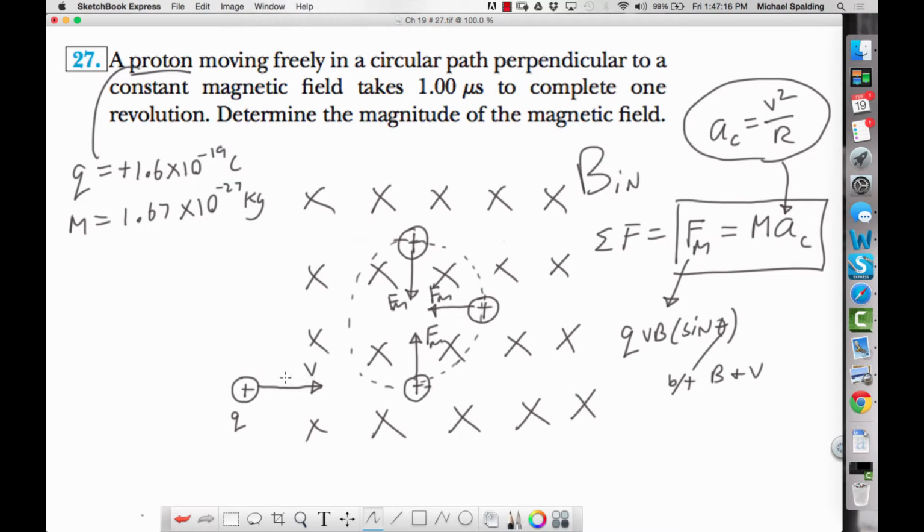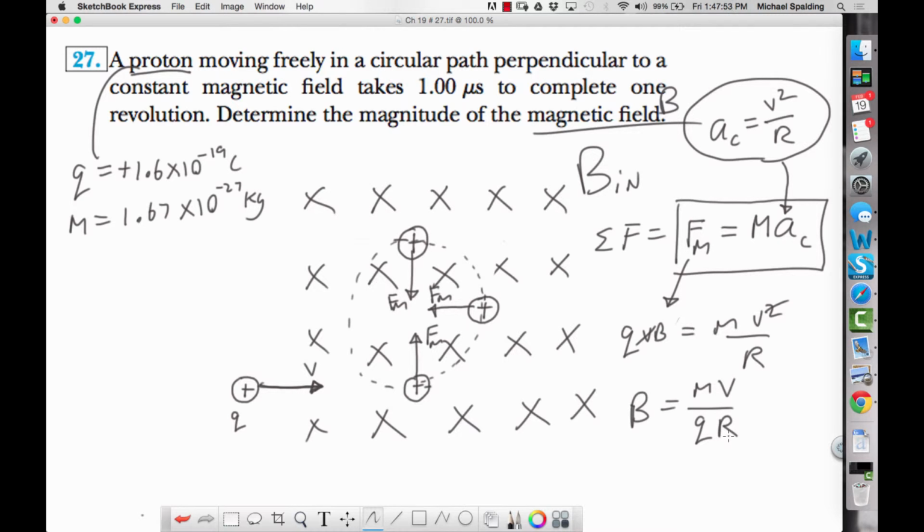So what's the angle here between the magnetic field and the velocity of the particle? 90 degrees, right? v points this way, and the magnetic field is into the page. So this is going to be sine of 90. And what is sine of 90? 1. So we're just going to take this away. So we have qvB equals m v squared over r. One of the v's cancels. They want us to determine the magnetic field, so we're looking for B. B is going to be mv over qr.